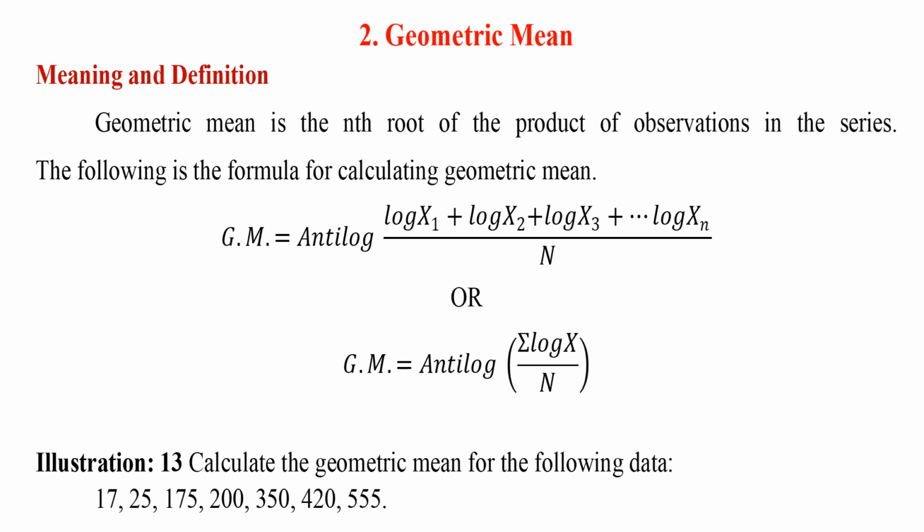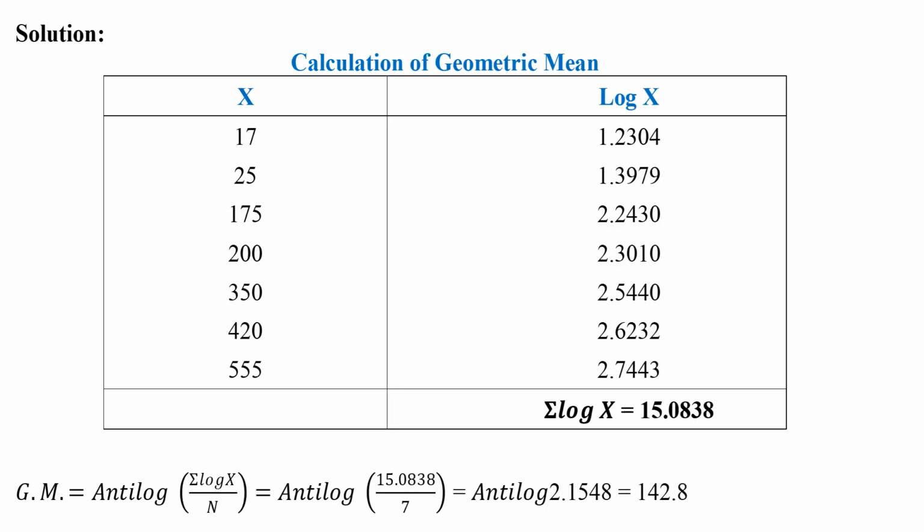2. Geometric mean. Meaning and definition. Geometric mean is the nth root of the product of observations in the series. The formula for calculating geometric mean is well presented here. Logarithm of each variable should be calculated and recorded in the second column, and then the total of it should be calculated and divided by 7 since the total number of variables is 7. Then the anti-log of that value should be calculated to know the geometric mean.